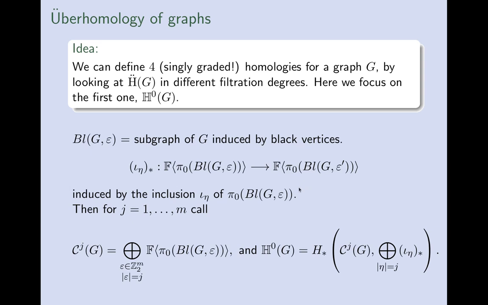And note that if we add a black vertex, then the connected components can either merge between them, or stay the same, or get bigger, or increase in number. There are many possible things that can happen in general.